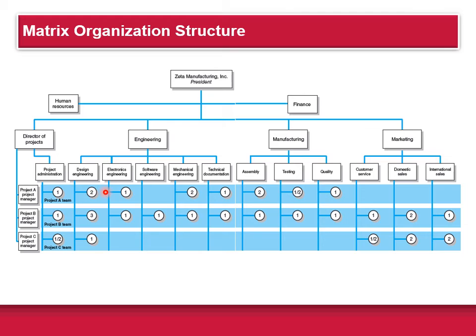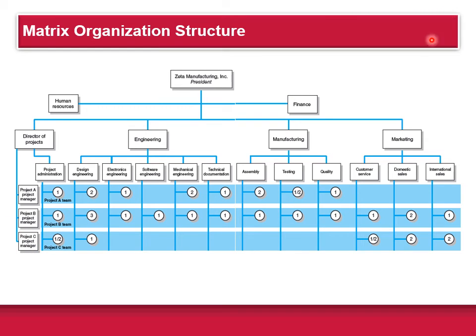So these people can work on the project part-time or full-time, depending on the project's needs, during various phases of the project. Project B has its own project manager, and here you can see the number of personnel assigned to Project B from each of the different divisions. Project C, again, same sort of thing here. You have 1.5 people from engineering, and you have 4.5 people from marketing. And again, they report to their own project manager.